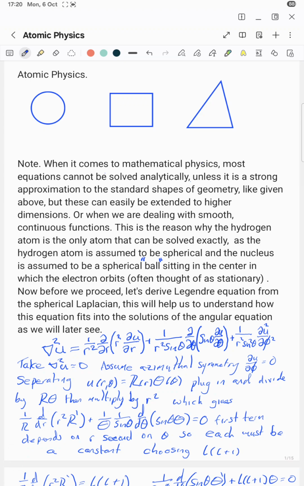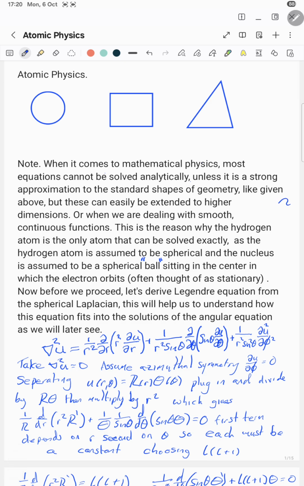I'm primarily focusing on the Schrödinger equation for the hydrogen atom, because this is a concept which people seem to struggle with the most, especially when it comes to deriving the polynomials for the spherical harmonics and the radial equation. But a quick note to begin with is that when it comes to mathematical physics, most equations cannot be solved analytically unless it's a strong approximation to the standard shapes in geometry like given above.